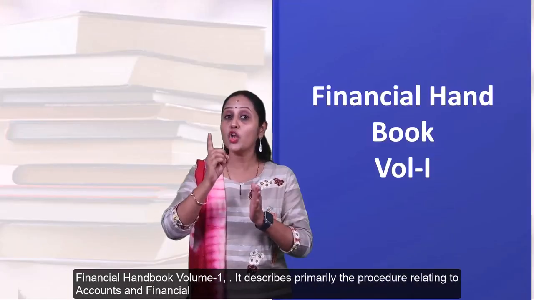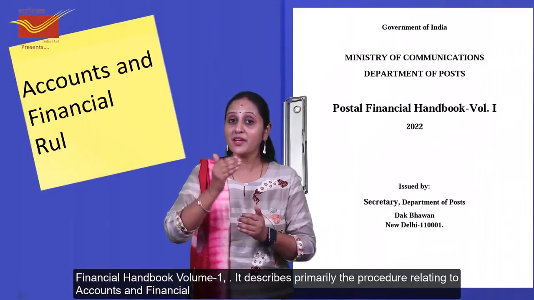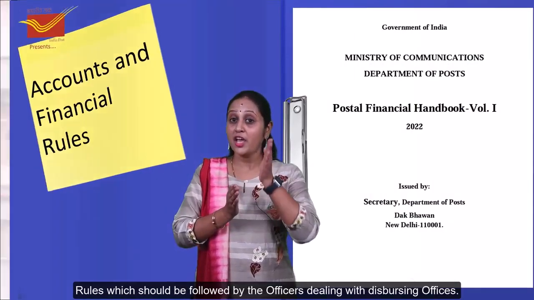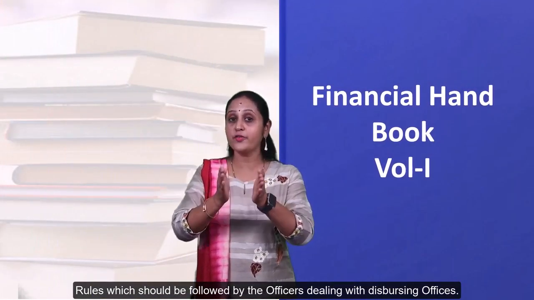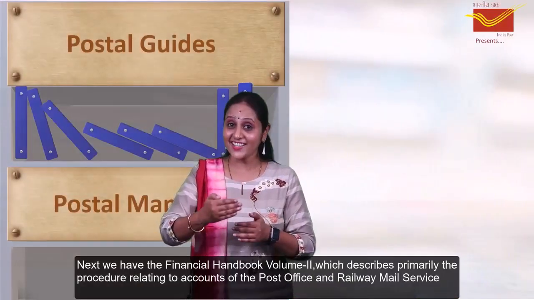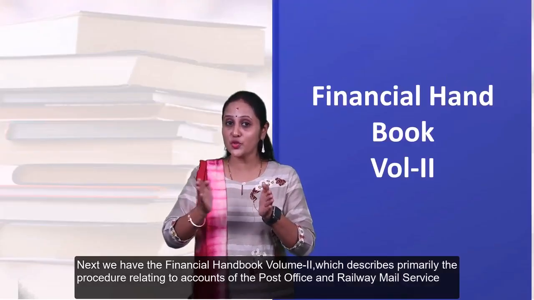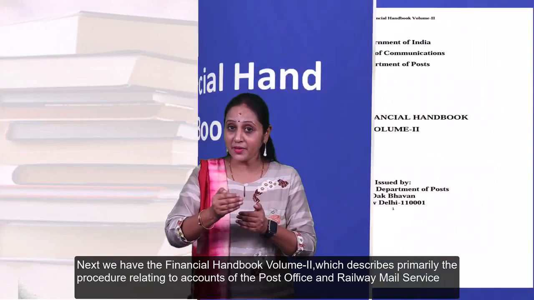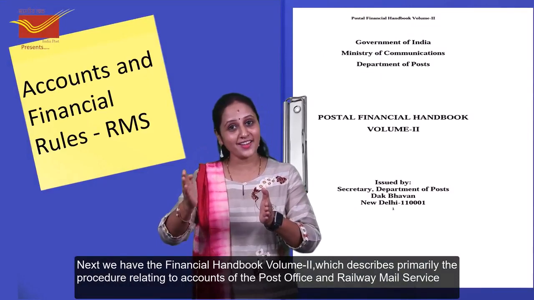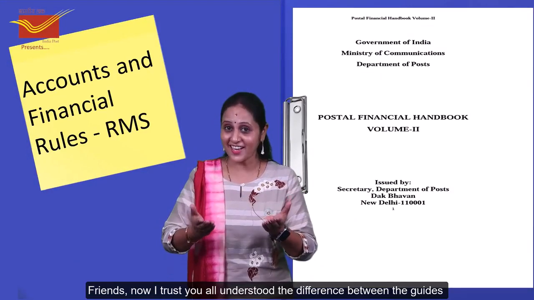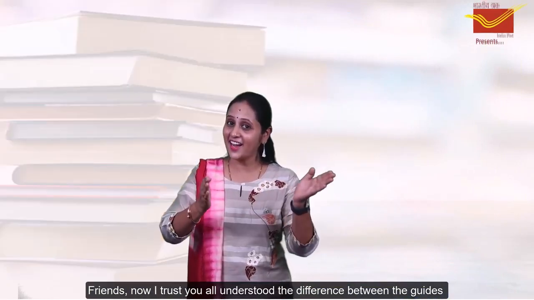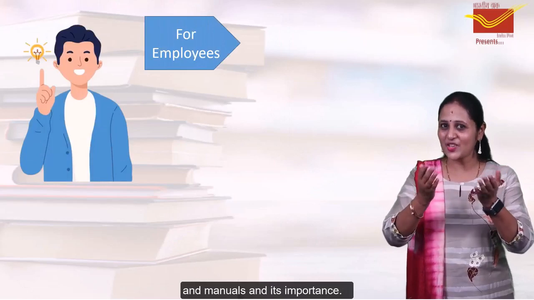Financial Handbook Volume 1 describes primarily the procedures relating to the accounts and the financial rules, which should be followed by the officers dealing with the disbursing officers. Next we have FHB Volume 2, which describes primarily the procedure relating to accounts of post office and railway mail service.